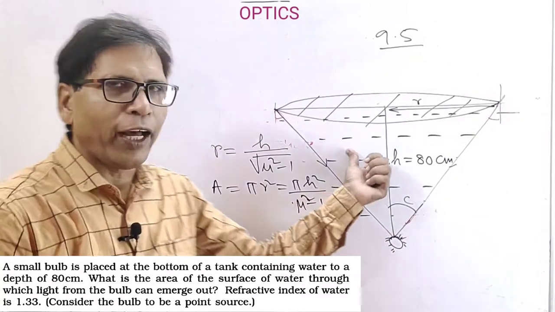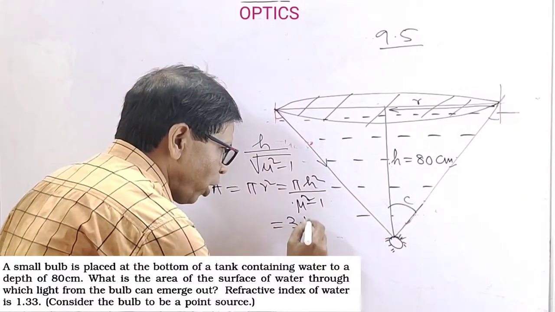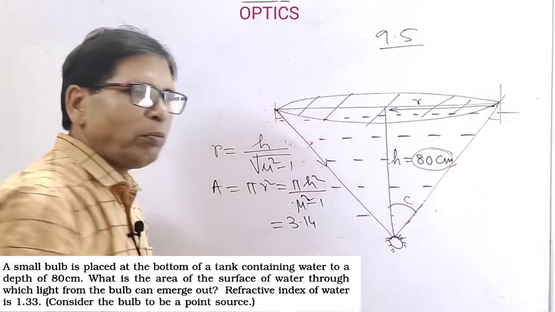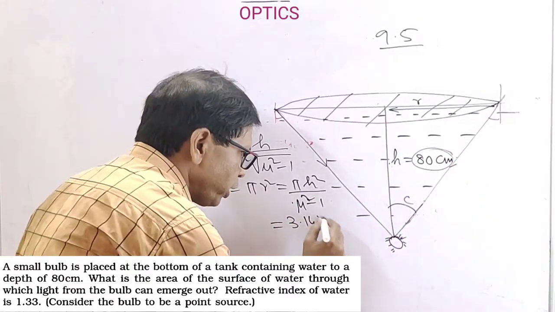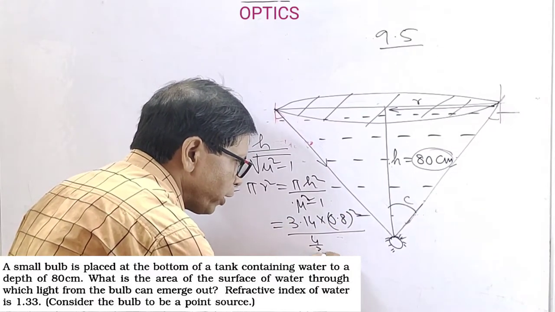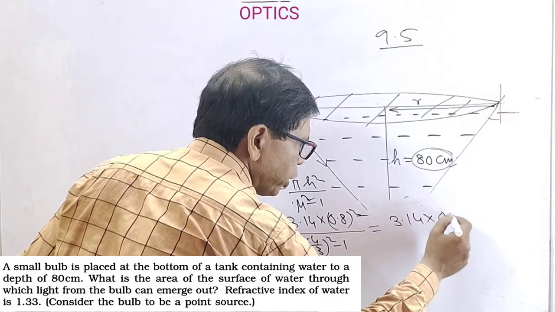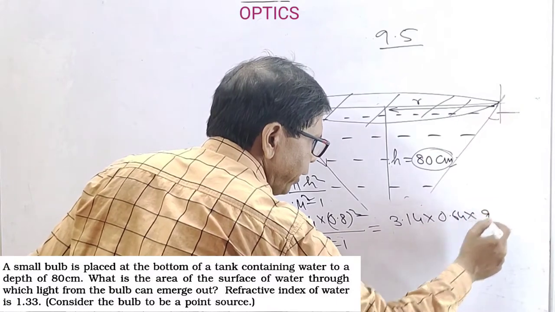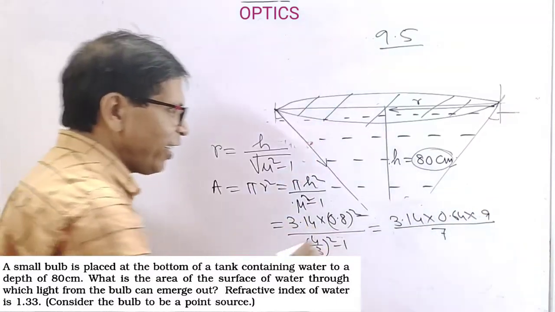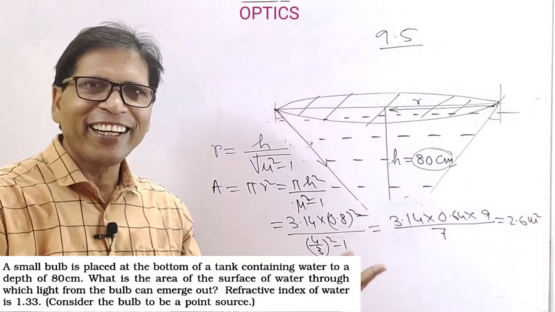Now in the case of water, mu is equal to 4/3. Now put the values: pi is 3.14, 80 centimeters means 0.8 meter, so this is 0.8 square, and mu square is 4/3 whole square minus 1. So this is 3.14 times 0.64 times 9 divided by 7, and this is equal to 2.6 meter square. Understood? Next, now total internal reflection in optical fiber.